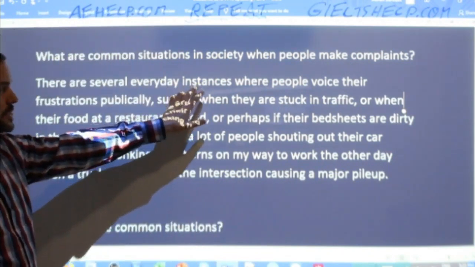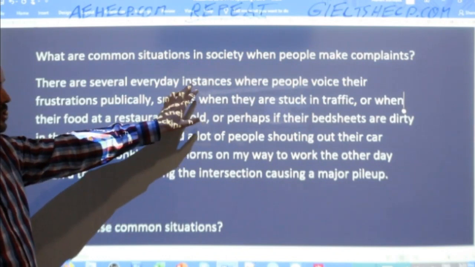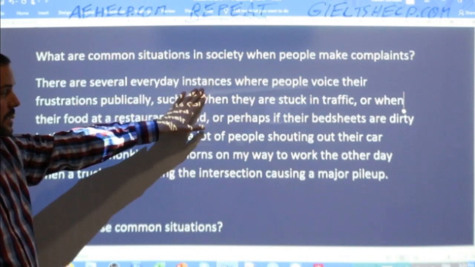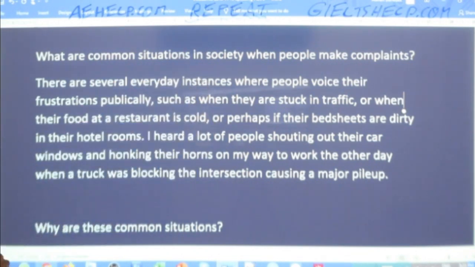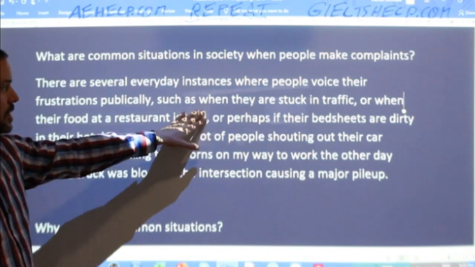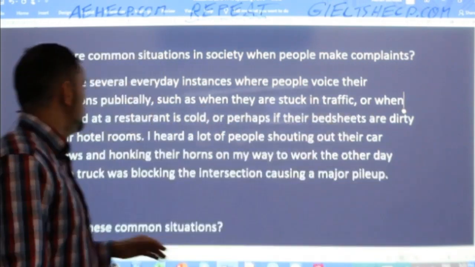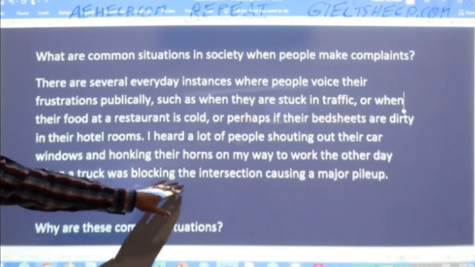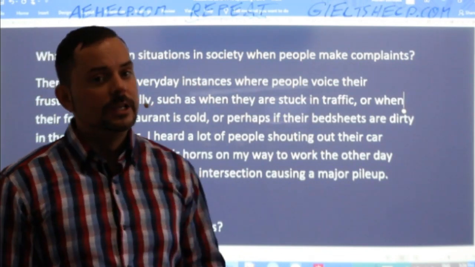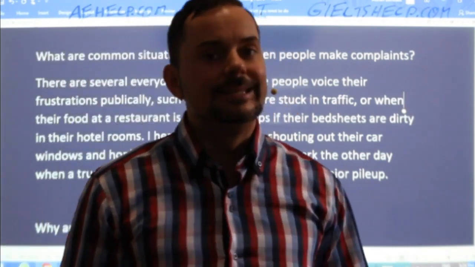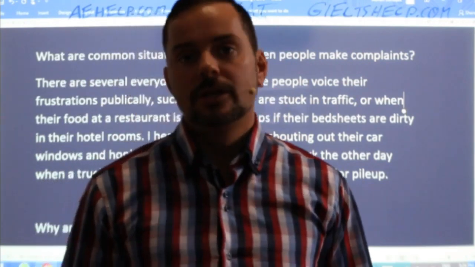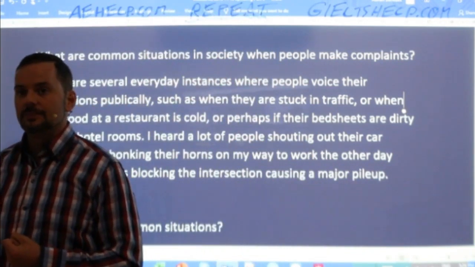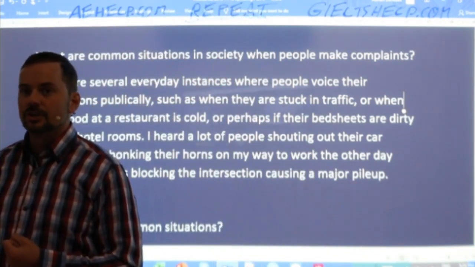Instances or occurrences is a nice paraphrase for situation. So again, make sure you're repeating these. Instances, occurrences, situations, okay? And notice how often I use the condition here. When they are stuck in traffic, when their food is cold, okay? When a truck was blocking the intersection. I'm making it really clear for the examiner that I'm identifying this real condition and I can use it effectively in my speech, okay? So make sure to reflect grammar.